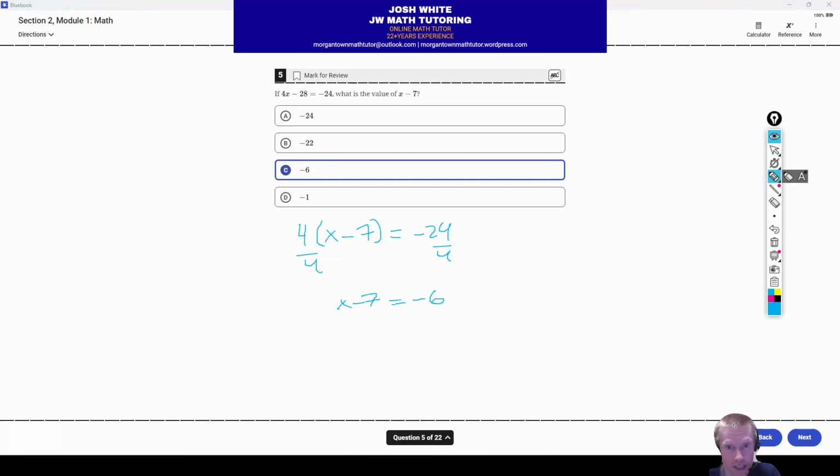However, if you don't see that, it's fine. You can just go ahead and solve. 4x is going to equal 4 because you add 28 to both sides and then divide by 4. So x is 1. You just have to remember they want x minus 7. 1 minus 7 is negative 6. So you get the same answer, either way how you do it.